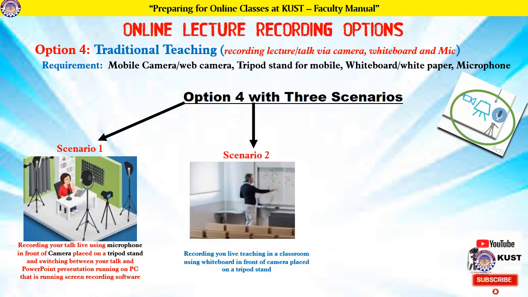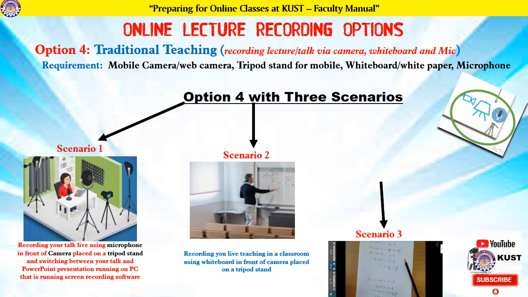Category number 4, scenario 2, is that you are live teaching on a whiteboard and you have placed your camera somewhere on a stand, and you have a mic facility, and you are teaching on a whiteboard, and your physical presence in front of that whiteboard is recorded, and that's the second scenario. So recording your live teaching in a classroom using a whiteboard in front of a camera placed on a tripod stand.